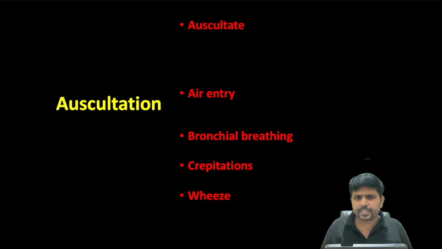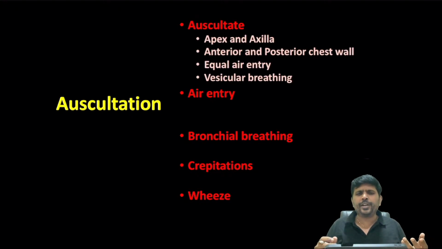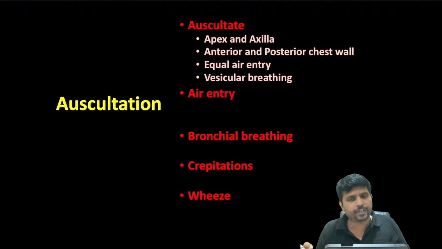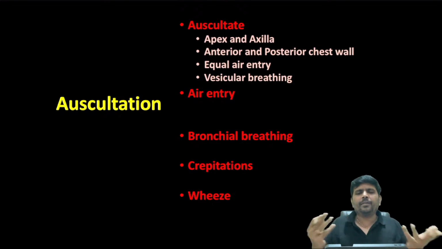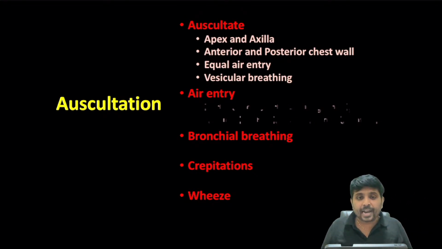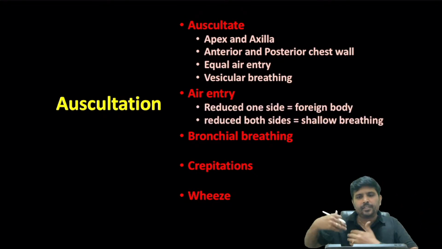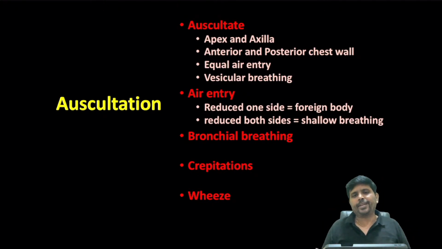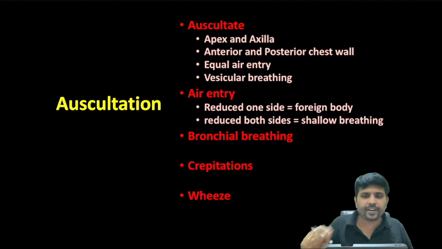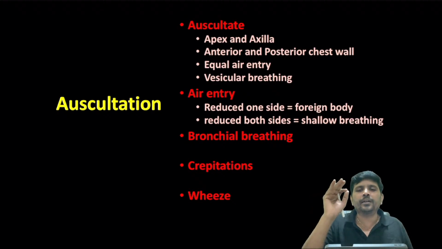Right, finally auscultation. Remember, for auscultation, you need to auscultate over the apex, axilla, anterior chest wall, posterior chest wall. Actually, you need to compare the air entry of the right side with respect to the left side, or the left side with respect to the right side, and whether normal vesicular breathing is there. Whenever air entry is reduced on one side and normal on the other side, meaning a differential air entry, the most common finding in the pediatric age group is foreign body.